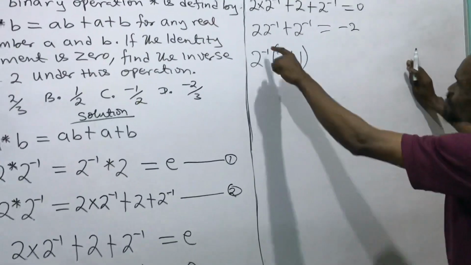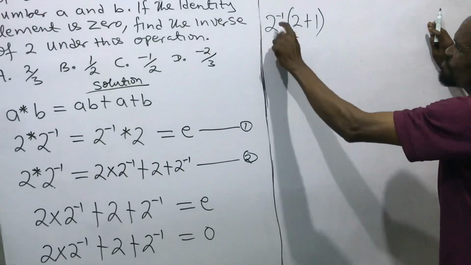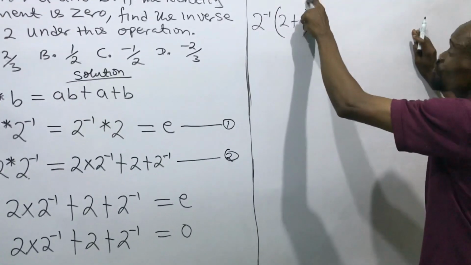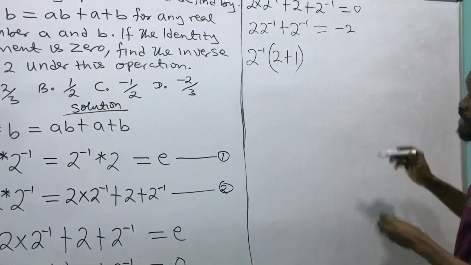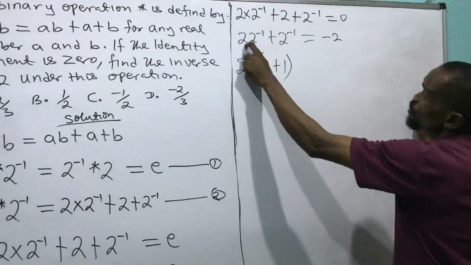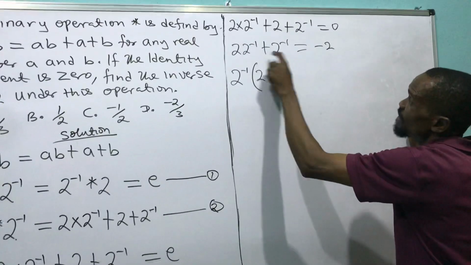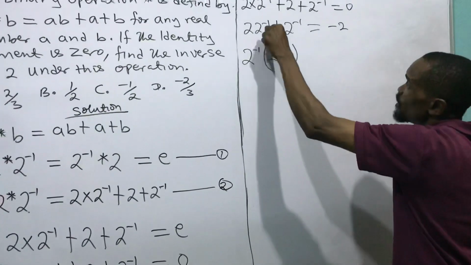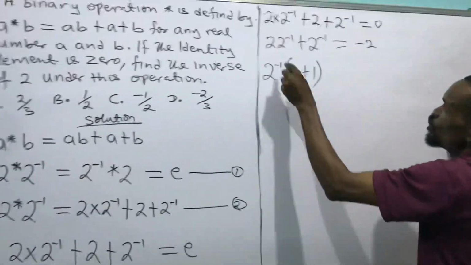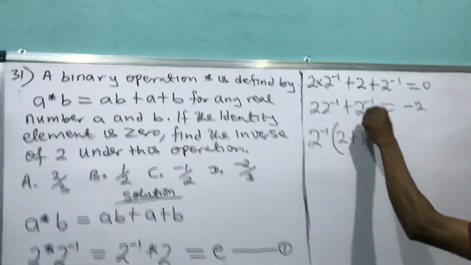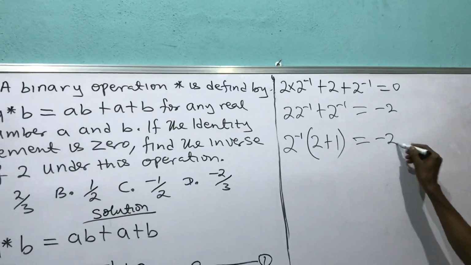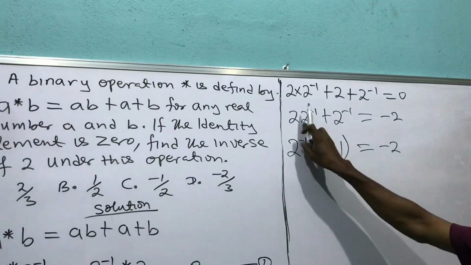What does it mean? Inverse of 2 divided into this will leave me with 2. Inverse of 2 divided into this will leave me with 1. That's what I mean. What is common among these? The inverse of 2. Inverse of 2 divided into 2 times 2 inverse will leave me with 2. Inverse of 2 divided by inverse of 2 will leave me with 1. And this will be equal to minus 2.